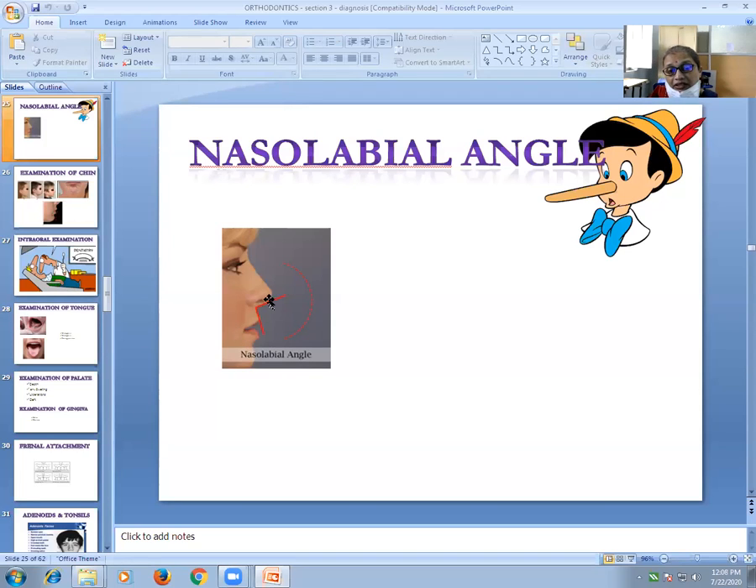So after treatment, or throughout the treatment, you will have to maintain this normal nasolabial angle. You will not increase the nasolabial angle. You will not decrease the nasolabial angle. So you will have to keep an eye on the nasolabial angle during your treatment and treatment planning.